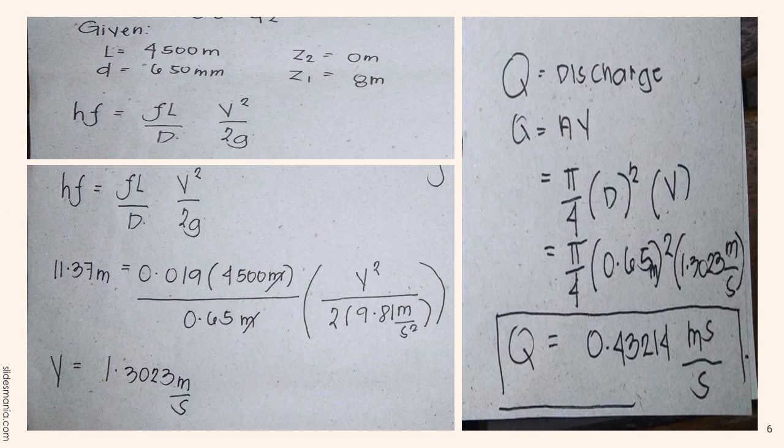And finally, solving for our discharge, Q equals area times the velocity. The area of the circle is equal to pi over 4 times d squared, and the velocity. So pi over 4 times 0.65 meter squared times 1.3023 meters per second. Multiplying all the answers and combining all the units, the answer would become Q discharge equals 0.43214 cubic meters per second. And that would be all.